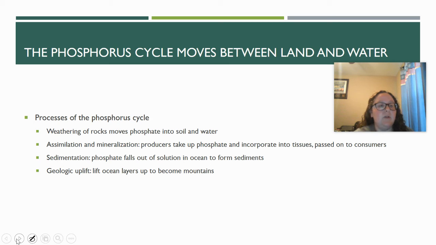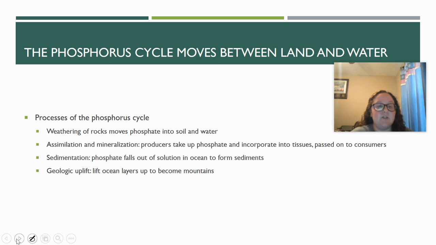There are a couple of processes that are important for the phosphorus cycle. The first is that weathering of rocks moves phosphate into soil and water. Rocks are super rich in phosphates. They get broken down, and now we have phosphorus in soil and water. Then we have assimilation and mineralization, where producers will take up the phosphate and incorporate it into their tissues, which will be passed on to the consumers later.